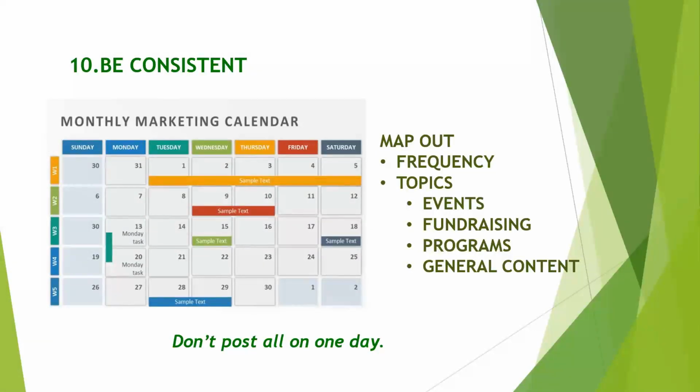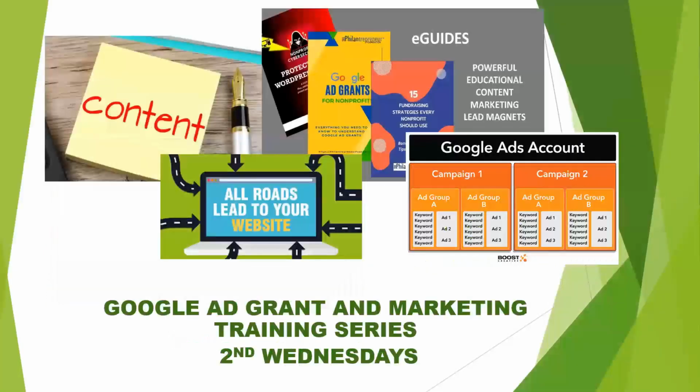Your frequency should happen at, I want to say, at least once a week, but some put out blogs once a month. Some of your topics could be about events that you went to or had, fundraising, your programs, or general research and informational content. That is always a great place to start.